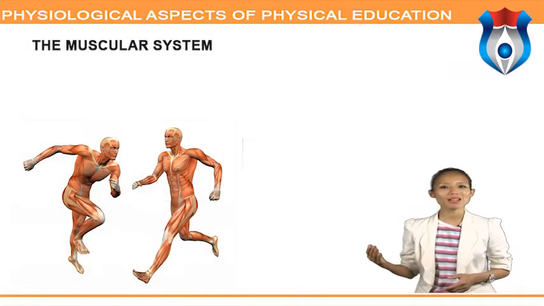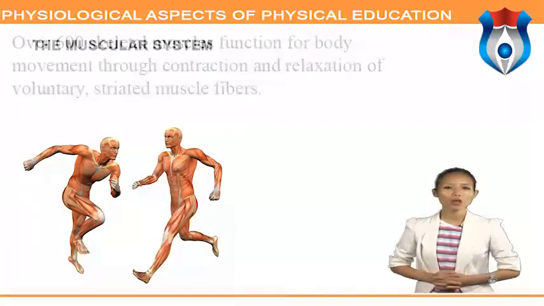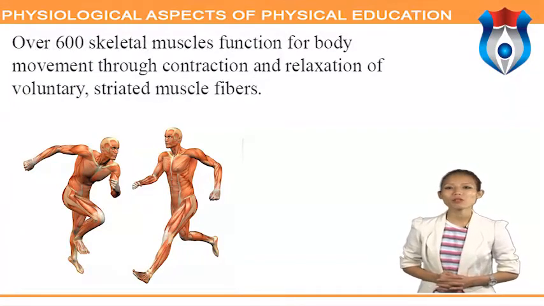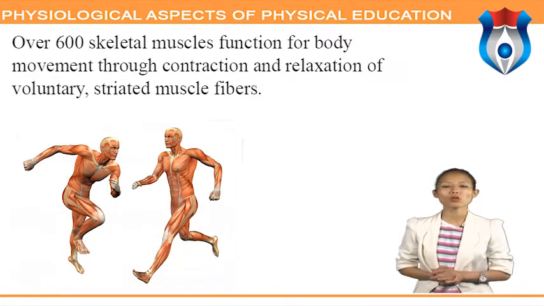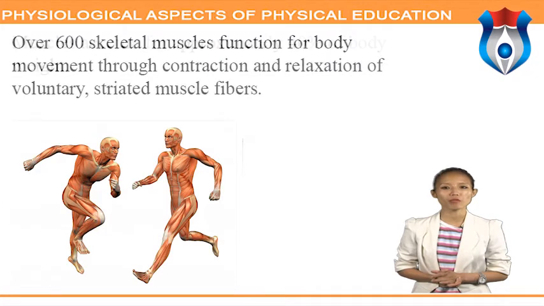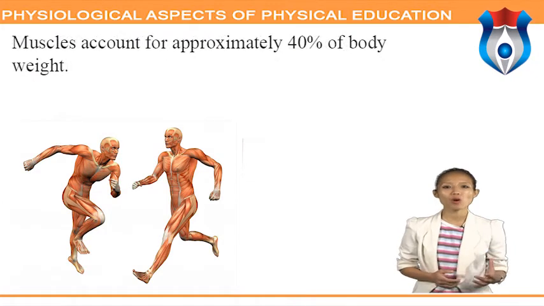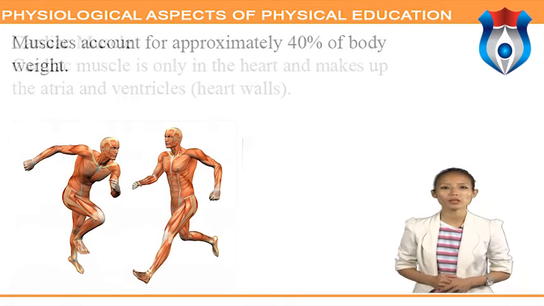We can explain the muscular system as follows. Over 600 skeleton muscles function for body movement through contraction and relaxation of voluntary, striated muscle fibers. These muscles are attached to bones and are typically under conscious control for locomotion, facial expression, posture, and other body movements. Muscles account for approximately 40% of body weight.